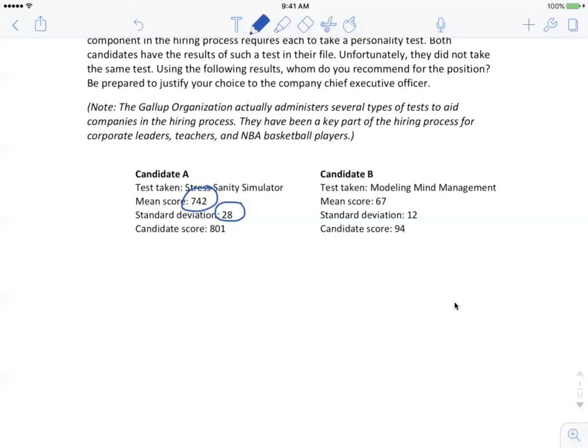To figure that out, we could first subtract the candidate's score minus the mean, right? That would give us the difference between those two. And then the number of standard deviations can be found by dividing that by the standard deviation. This would give me the number of standard deviations above the mean for candidate A. If I calculate that, getting out my calculator, I would do the subtraction first, which is 59, and then divide that by 28, and that's about 2.11.